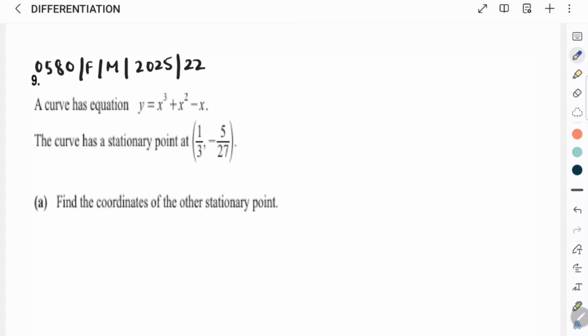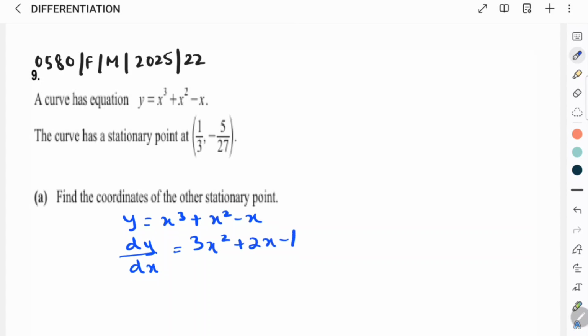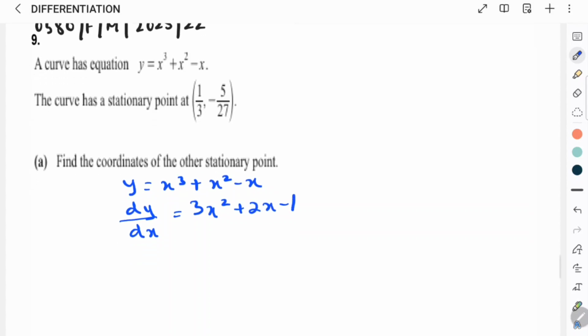So we follow the same thing: y is equal to x cubed plus x squared minus x, dy upon dx is equal to 0. So that is equal to 3x squared plus 2x minus 1, no constant number given in the question. So here minus 1. So 3x squared plus 2x minus 1 is equal to 0.